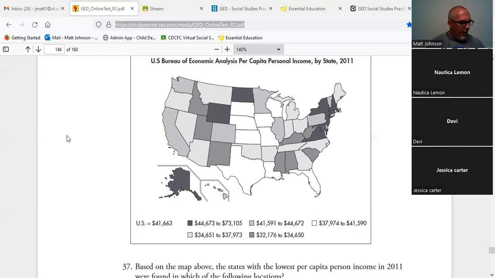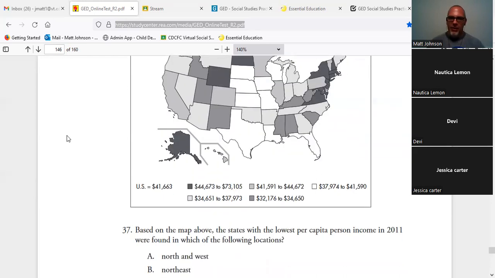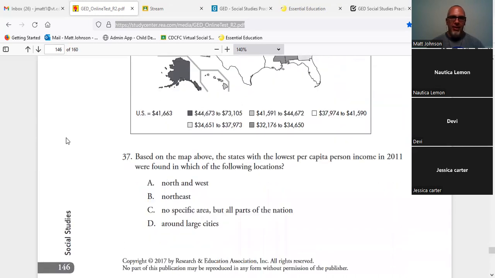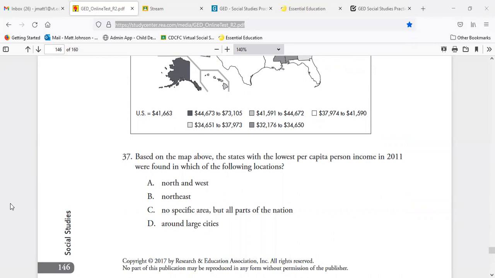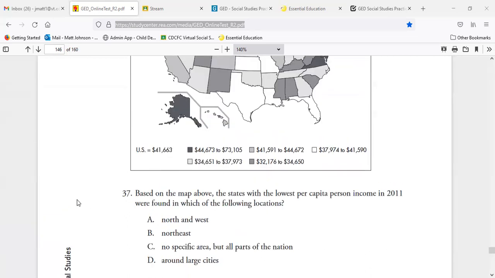Okay, so let's see. I want to try Nautica here first. Based on the map above, the states with the lowest per capita personal income in 2011 were found in which of the following locations? So another directional oriented question here. A, north and west. B, the northeast. C, no specific area, but all parts of the nation. Or D, around large cities. You can take a look at the map here again.